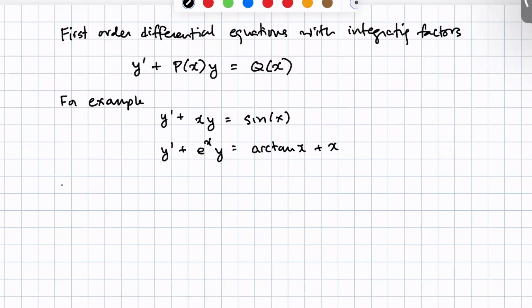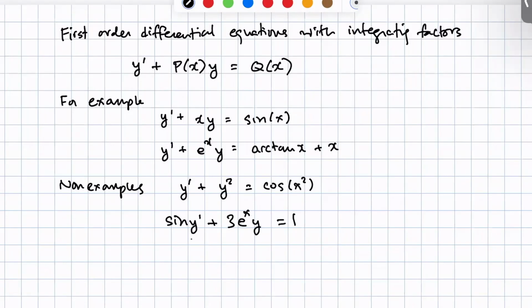So non-examples are of the form y prime plus y squared equals cosine of x squared, right? This is a y squared. That is a non-example. Here's another non-example, sine of y prime plus 3e to the x times y equals 1, right? I cannot have a sine of y prime. I can only have a y prime here.